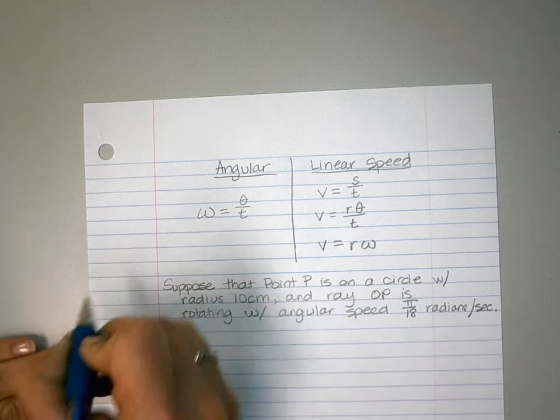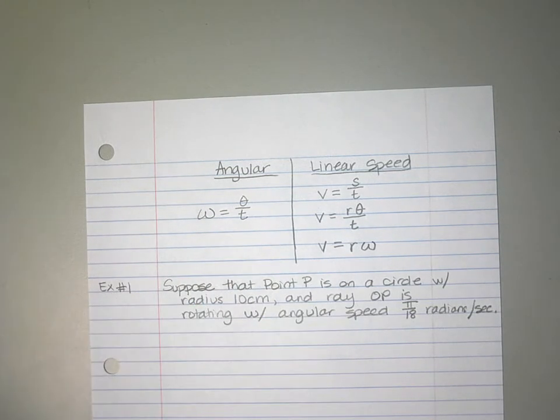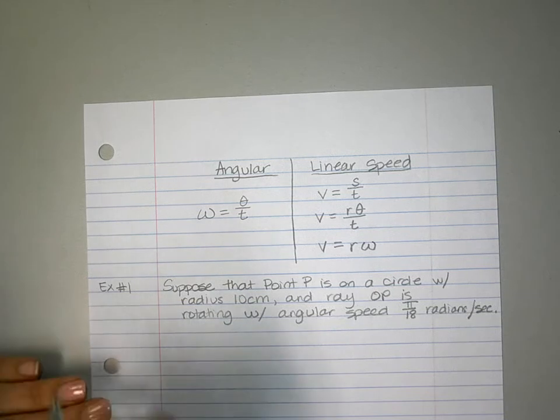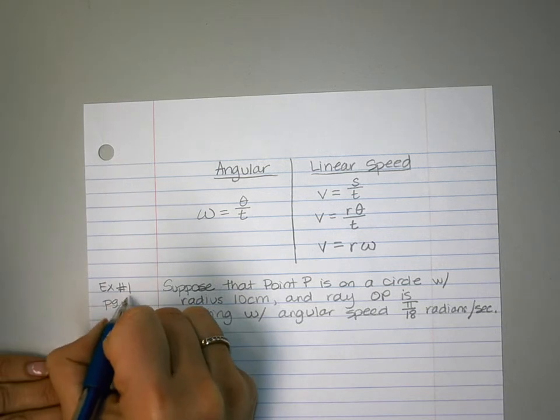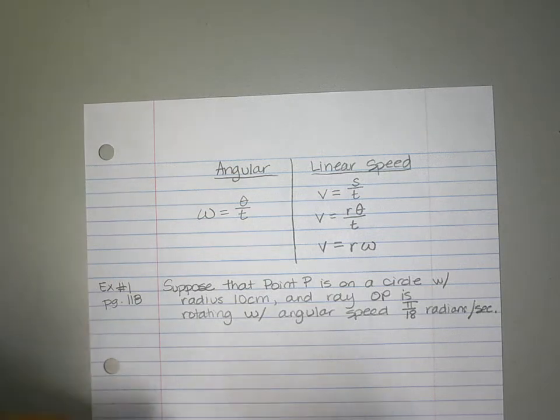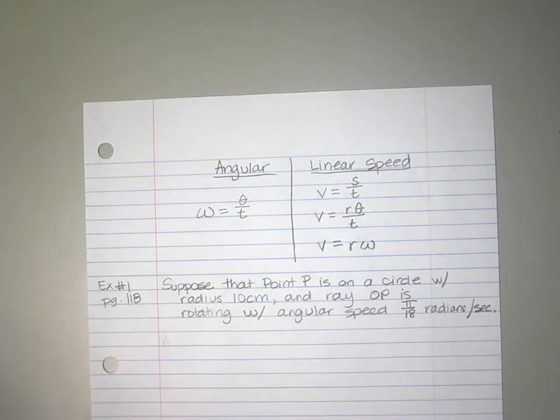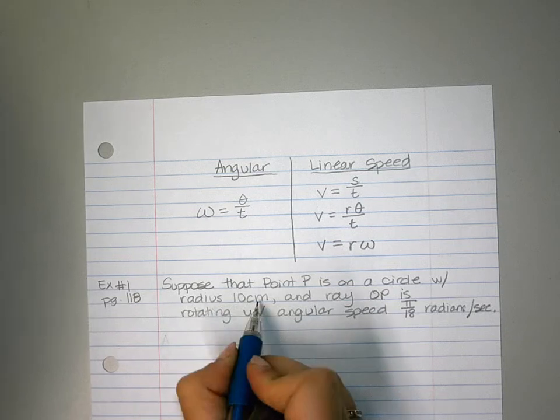Now, if you're interested, this is example number 1. I am taking this straight out of the book, so you can see how they're doing this on page 118. I'm taking it from the book because I think sometimes students get stuck reading the textbook. Before we even look at the question, let's summarize what we know. We're given radius 10 centimeters.